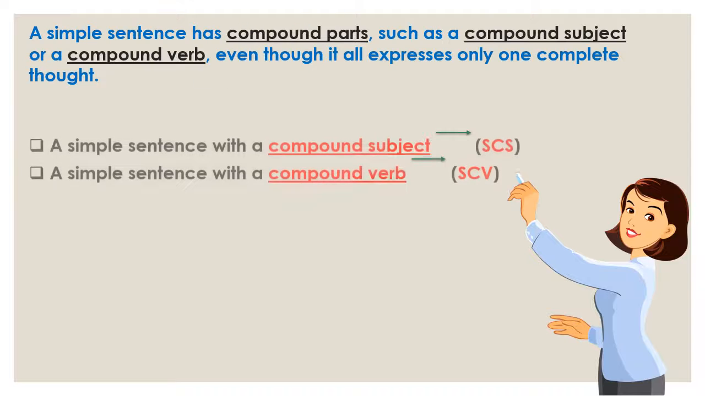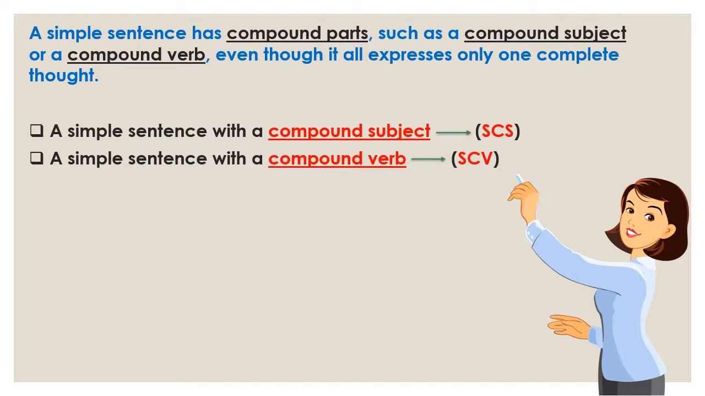All right, now after we finished what is a simple sentence, now we're going to see what a simple sentence has. It has compound parts, okay? You see how I underlined it? That's how you're going to write it in your notebooks because this is very important. Now, what are compound parts? I already taught you this. It means either a compound subject or a compound verb.